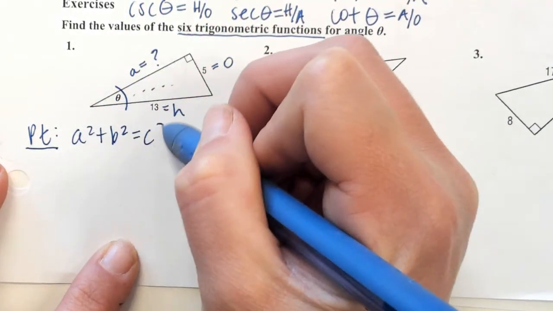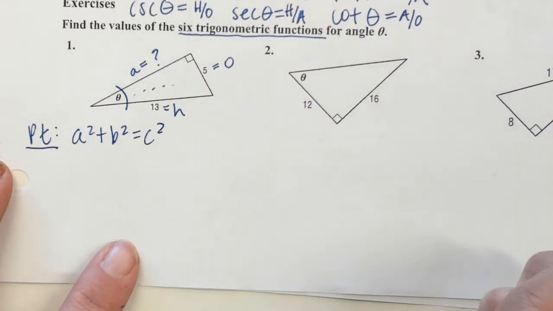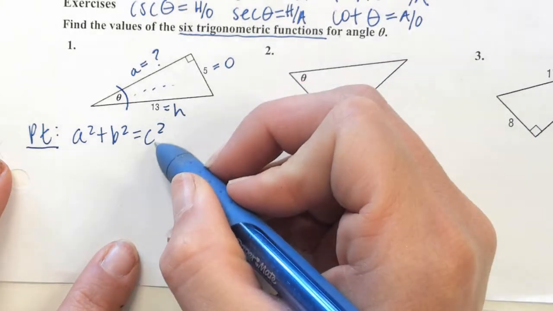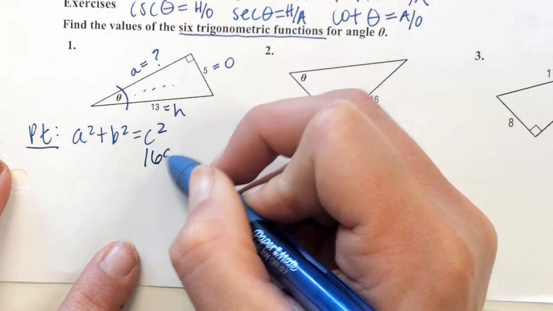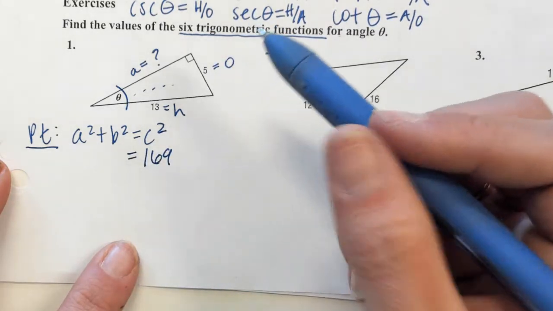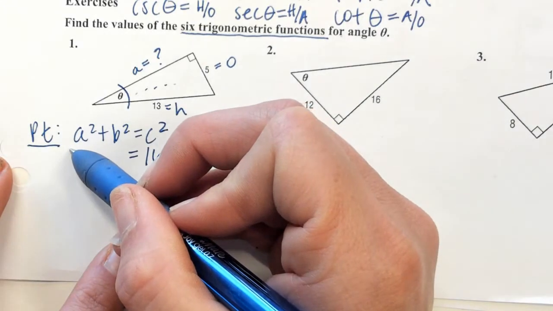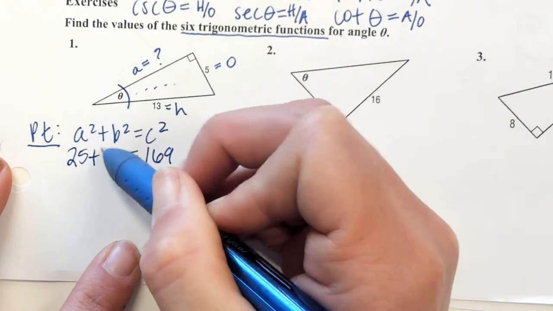Very good. Does it matter what A and B are? Does it matter what C is? C always has to be the what? So what's 13 squared? Very good. All right. Do you want to fill in 5 for A or B? Okay. So A squared would be very good.